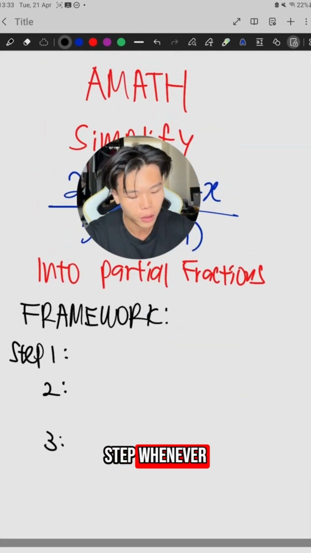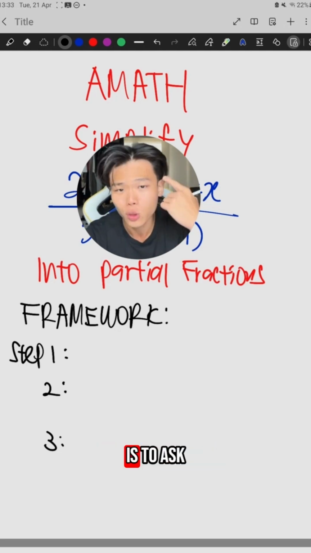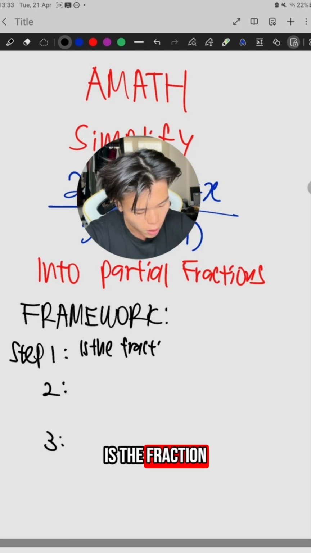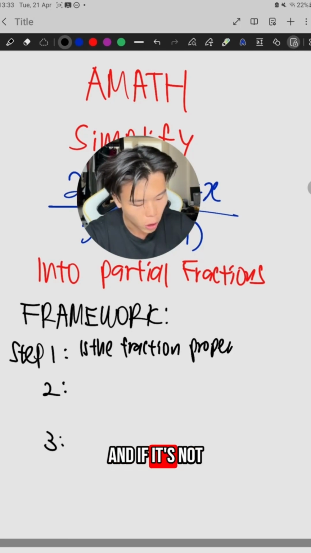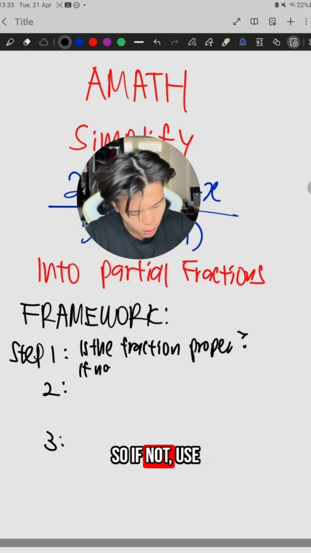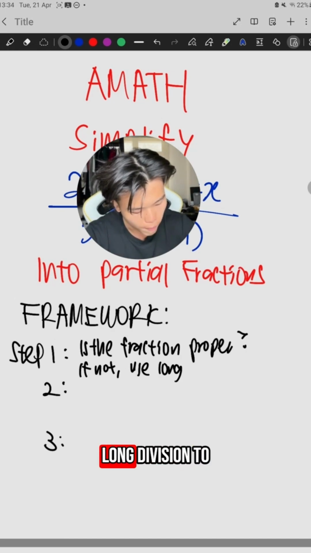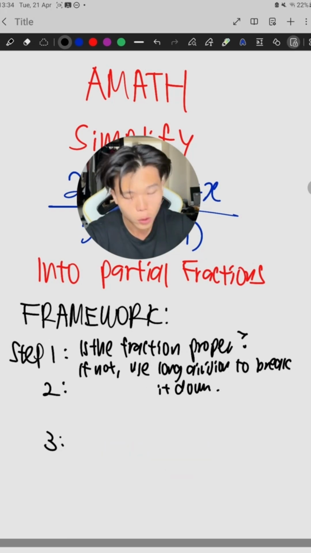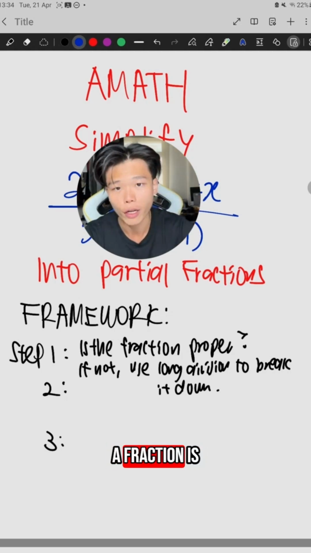The first step, whenever you want to break down anything into partial fractions, is to ask yourself this question: is the fraction proper? If it's not proper, you need to break it down using long division. So if not, use long division to break it down. What do I mean by this? How do we tell whether a fraction is proper or not?